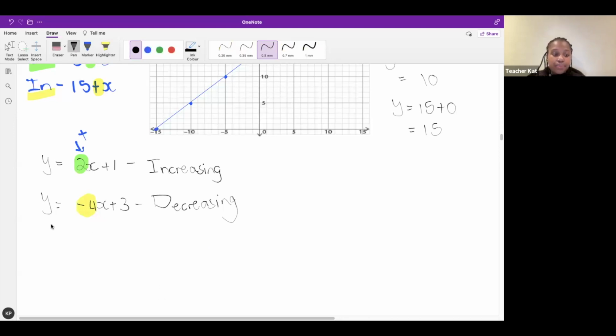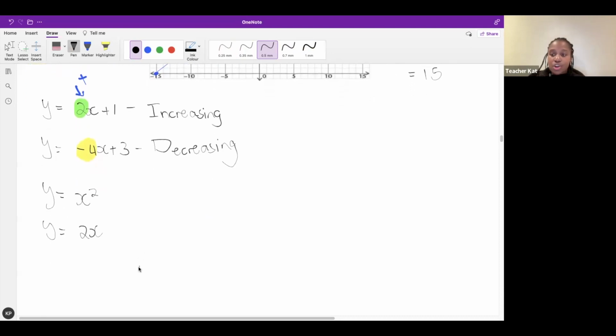All right. And once again, y equals x squared and y equals 2x. Which one is linear and which is non-linear? Let's see if we can remember this. Is x squared linear or non-linear? And is 2x linear or non-linear? Let's start with x squared. x squared, linear or not linear? How do you know that, Buhlali?